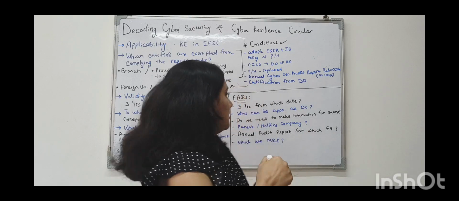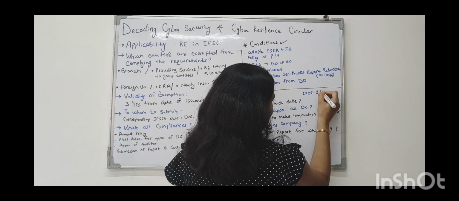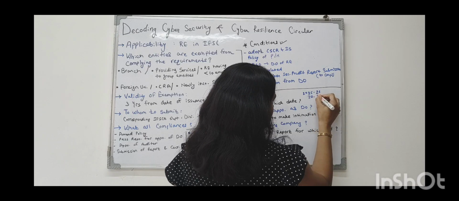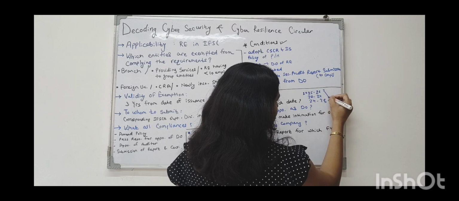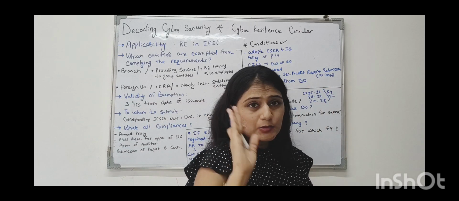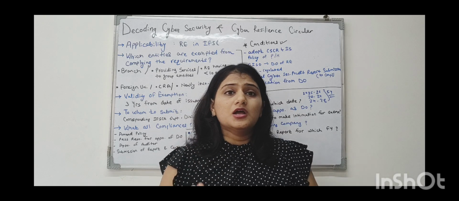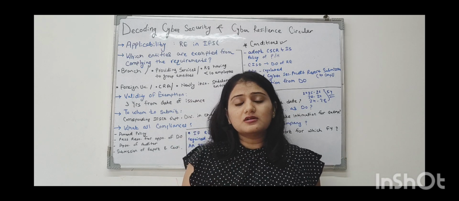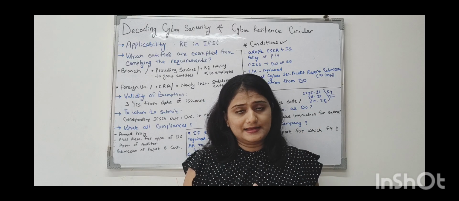So I'm mentioning here, okay, from 25-26, 26-27 and 27-28, these 3 financial years you will get the exemption. So from 1st April 28 onwards, 28-29 financial year onwards, you will not get any exemption. You have to fully comply with all the requirements of this guidelines.